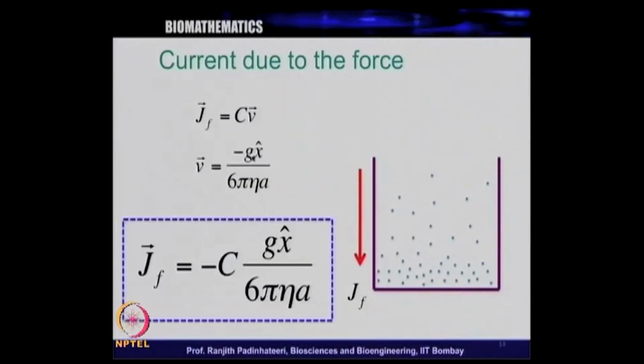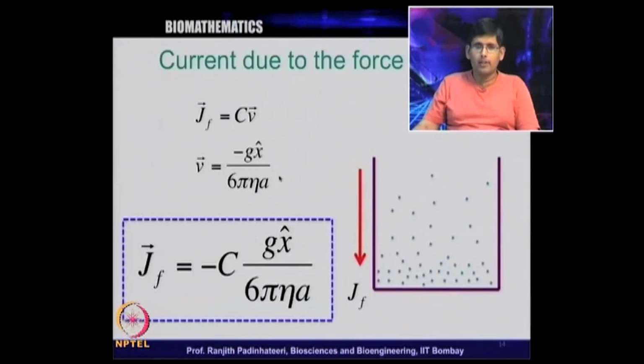So this can be written in a different way, the C times V, and V is force. This can be written as minus Gx cap, where x cap is this direction, so minus Gx cap. So substituting this F as minus Gx cap, you get Jf, the flow, as minus C Gx cap by 6 pi eta A.